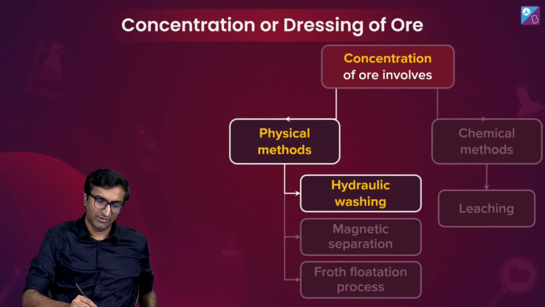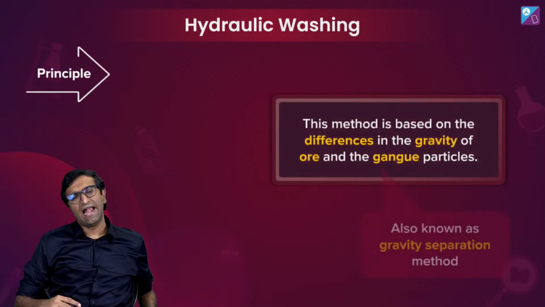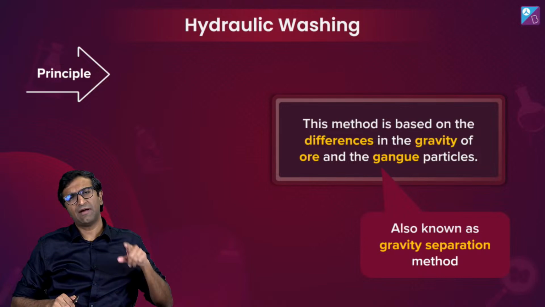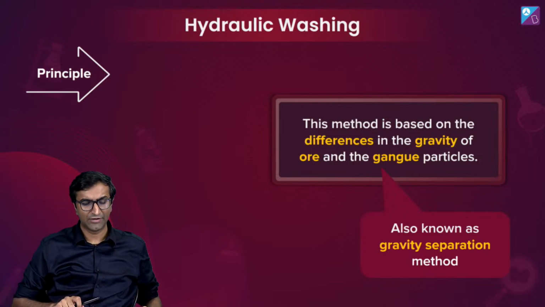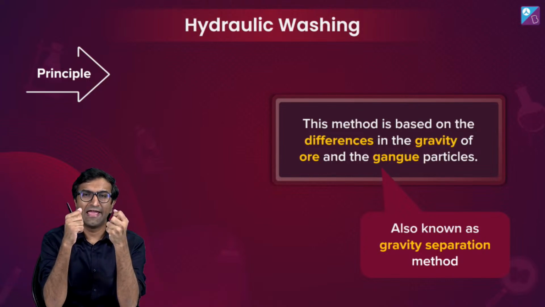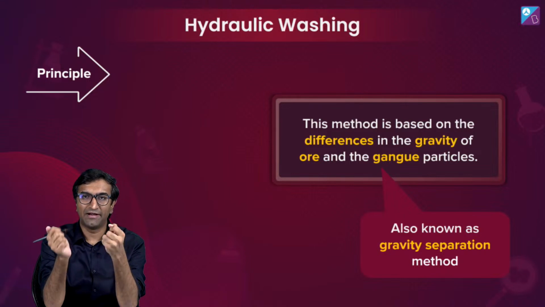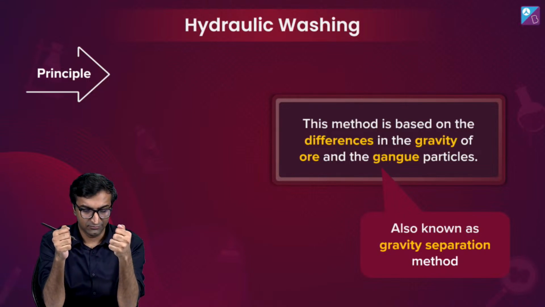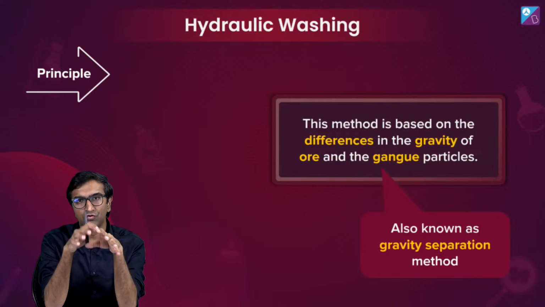What does hydraulic washing mean? Hydraulic means we do something with water. And if you know of hydraulic lifts and all of that, you know there's some pressure involved too. It means water comes at high pressure. That's what we're trying to say. This is also known as gravity separation. If there is a big difference in density between the ore and its gangue particles, then we can use this sort of method.